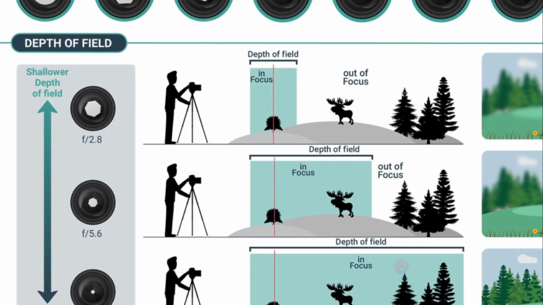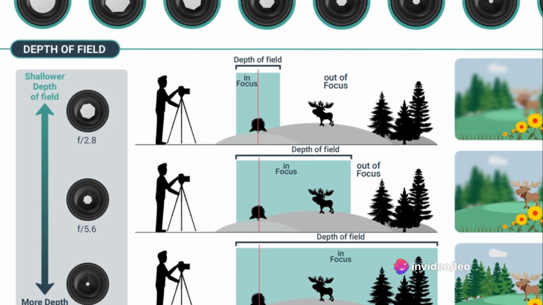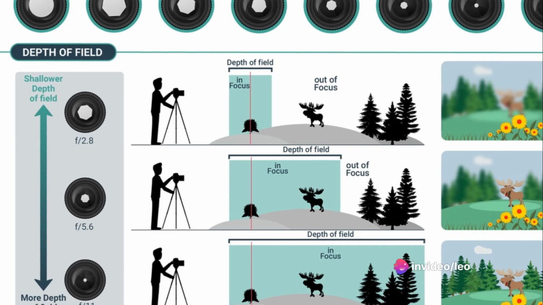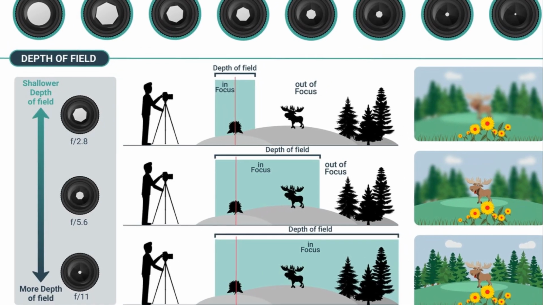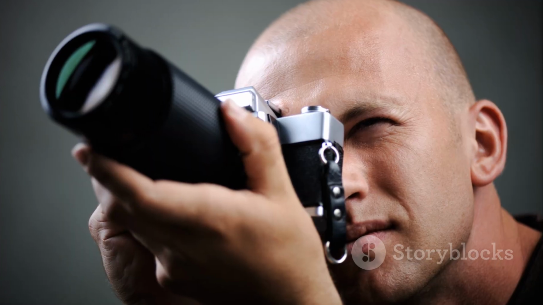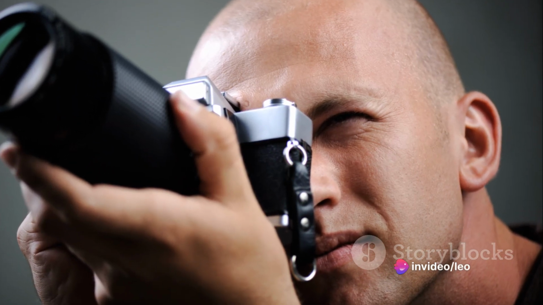A wider aperture, something like f1.4 or f2.8, creates a shallow depth of field. This means that only a small portion of your image will be in sharp focus, while the rest takes on a dreamy, blurred quality. It's a secret weapon for portrait photographers, helping to isolate the subject and make them pop.